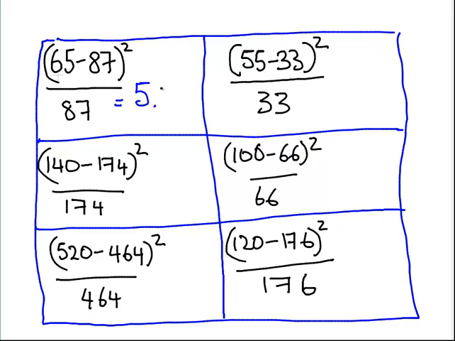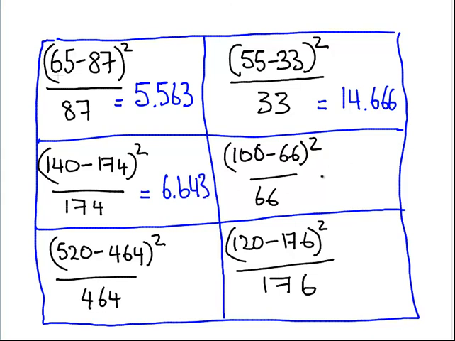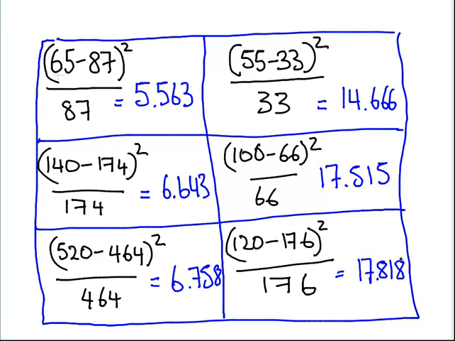To 3 decimal places, that is 5.563. To 3 decimal places, this is 14.666. I get 6.643. I get 17.515. To 3 decimal places, 6.758. And finally, 17.818. So there's quite a bit of work there.